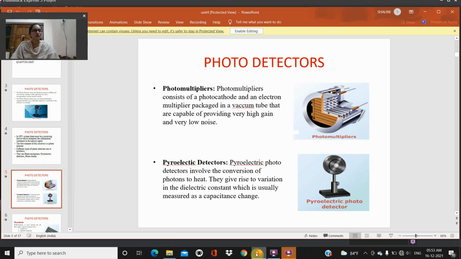Photomultipliers consist of a photocathode and an electrode multiplier packaged in a vacuum tube that are capable of providing very high gain and very low noise. Next, pyroelectric photodetectors. What are these? They involve the conversion of photons to heat. They give rise to variation in the dielectric constant, which is usually measured as a capacitance change.